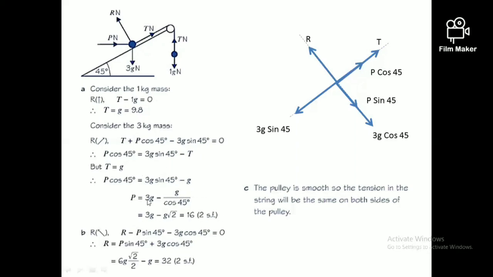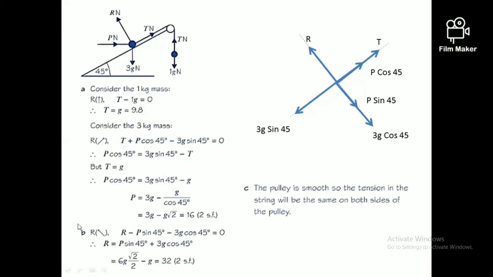That means this whole thing has been divided over here. This is a simplified answer for this. Don't worry, you just substitute this figure into your calculator. You will obtain the answer over here. So it will get the answer as 16 for two significant figures, right? Then we know the answer for P.